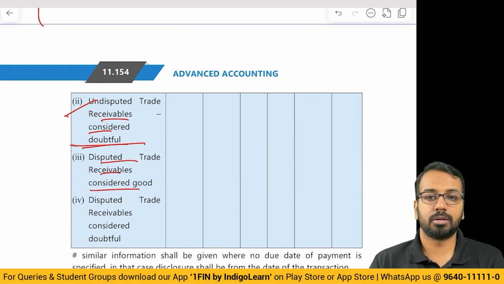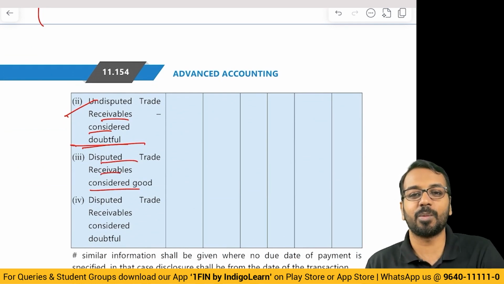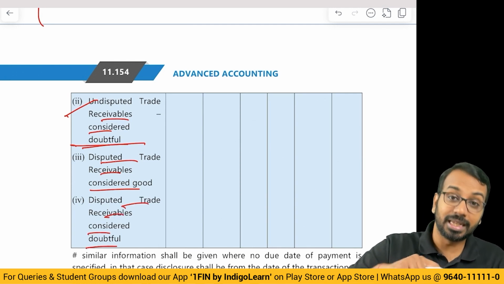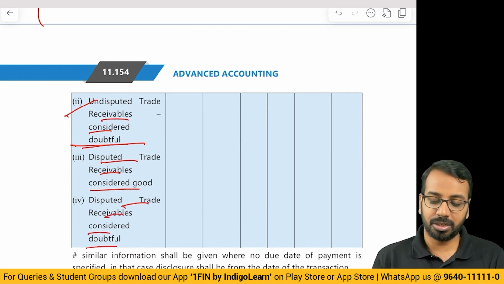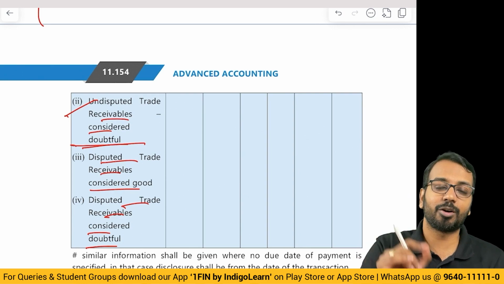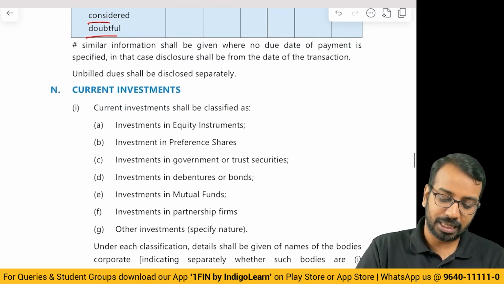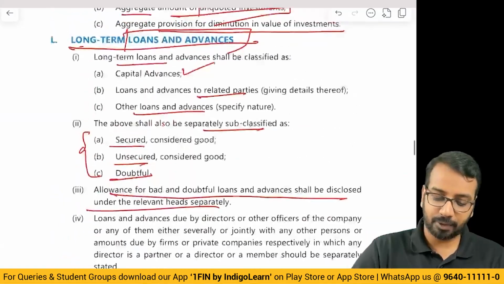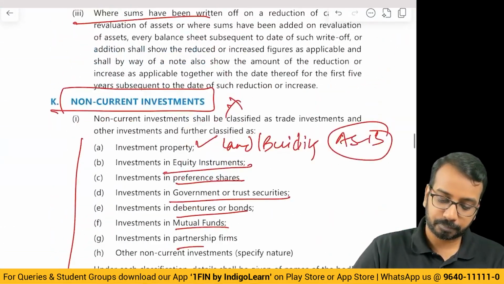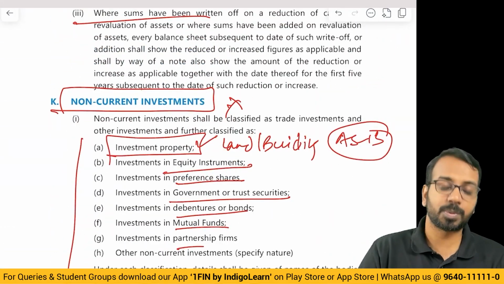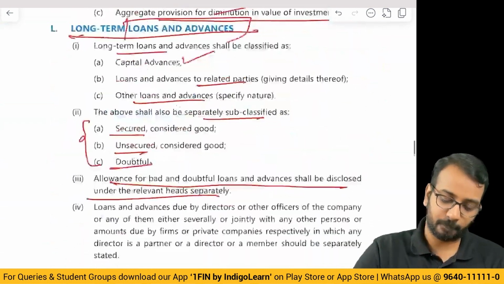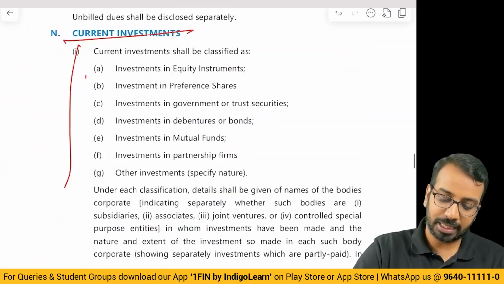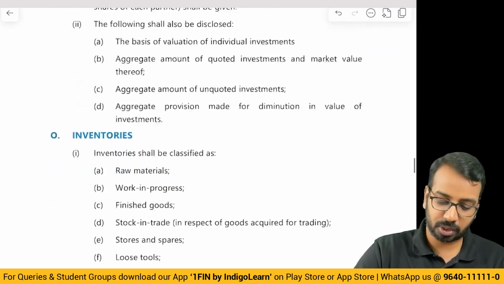Disputed considered good. So I am in dispute with the customer, but I am sure that I will realize the money. Disputed considered doubtful. There is a dispute with the customer, and there is a doubt that we will not be able to collect the full amount. Then we have current investment. Okay, so if you remember, non-current investment, property. So investment in property is generally considered to be non-current. Then other investments, same like what we saw under current investment.